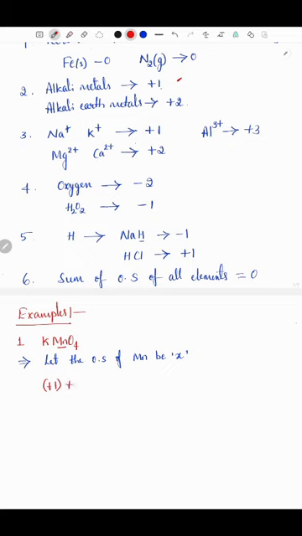Plus manganese, which I will take as X, plus there are 4 oxygen atoms, 4 into the oxygen oxidation state of -2, equals 0. So +1 plus X plus 4 into -2, that is -8, equals 0. X minus 7 equals 0, so X equals +7. Hence the oxidation state of manganese is +7.